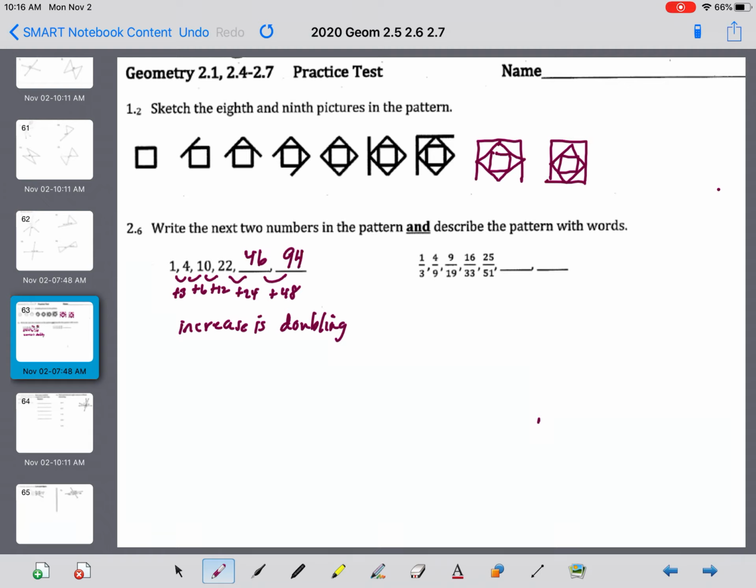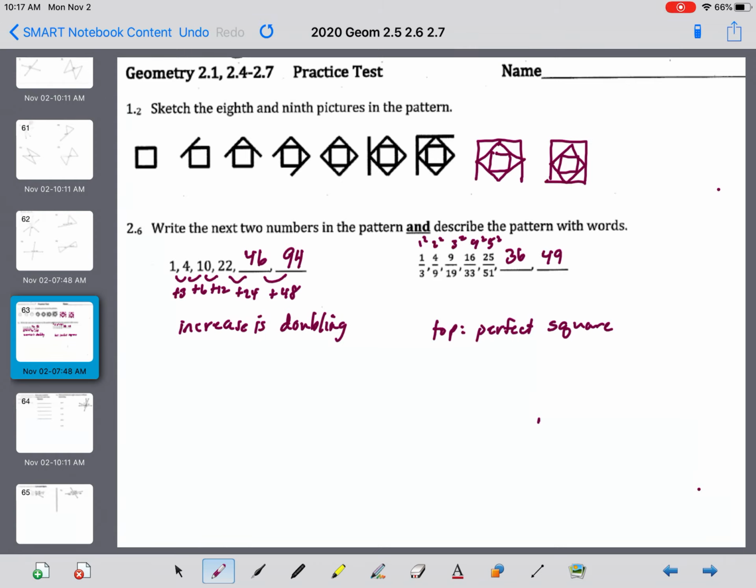All right, next one, ooh, fraction. We love fractions, right? Let's look at the top numbers and the bottom numbers and see if we've got a pattern there. The top numbers look like squares. These are all perfect squares. 1 squared, 2 squared, 3 squared, 4 squared, 5 squared. So the top is perfect squares. So the next 2 tops are going to be 6 squared, which is 36, and 7 squared, which is 49. I'm just going to use the line there as my fraction line for my numerator and denominator.